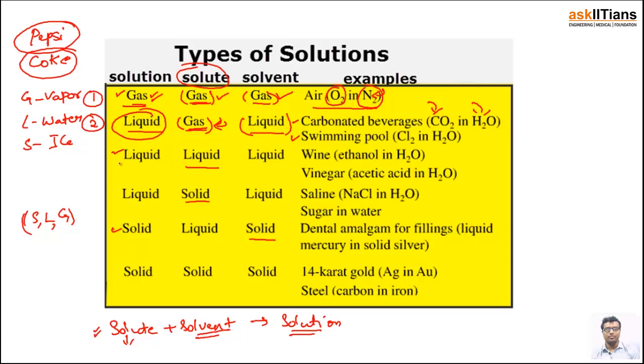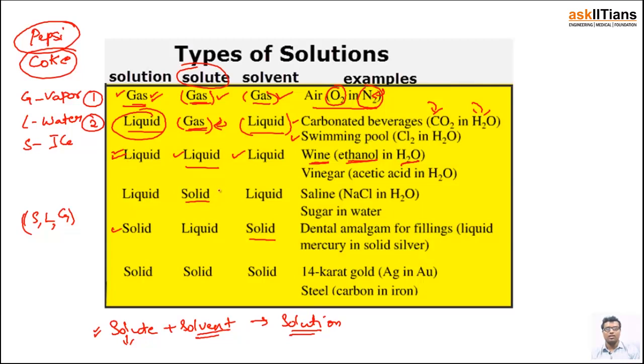Next, liquid. If the solute is a liquid and the solvent is a liquid, the resultant solution is also a liquid. One example is wine: ethanol in H2O. Ethanol is a liquid which is a solute, water is present in heavy quantities, which is the solvent, and the resultant wine is also a liquid solution.